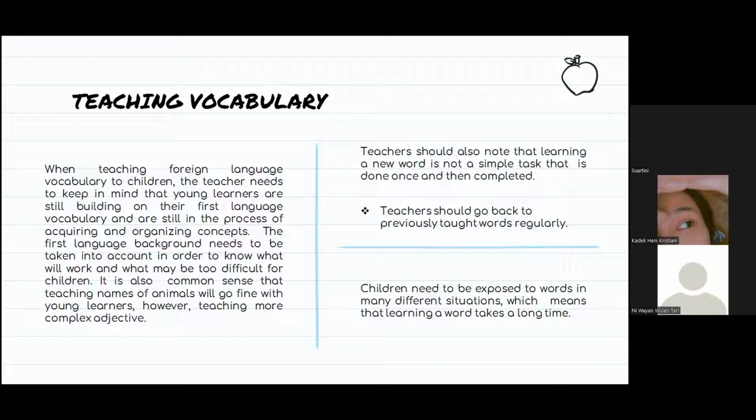And the children need to be exposed to the word in many different situations, which means that learning a word takes a long time.